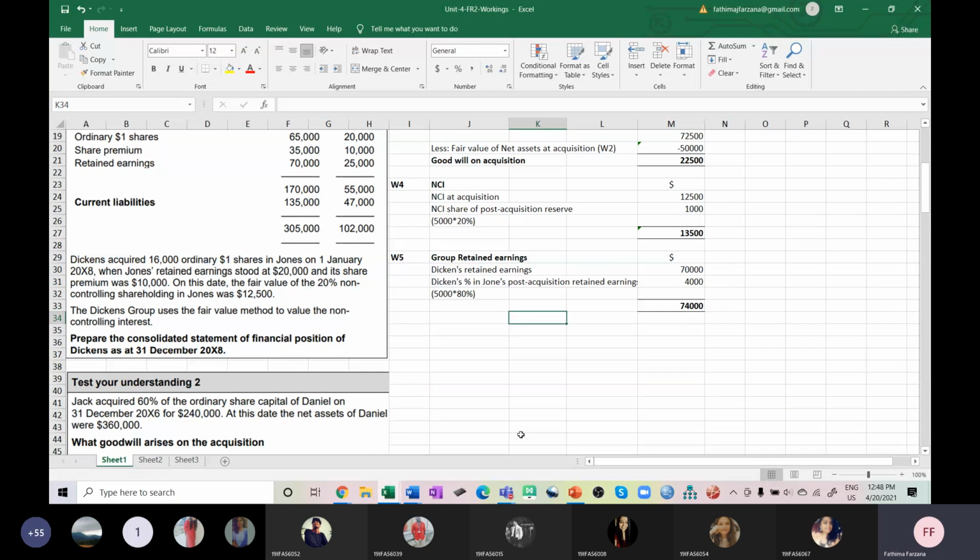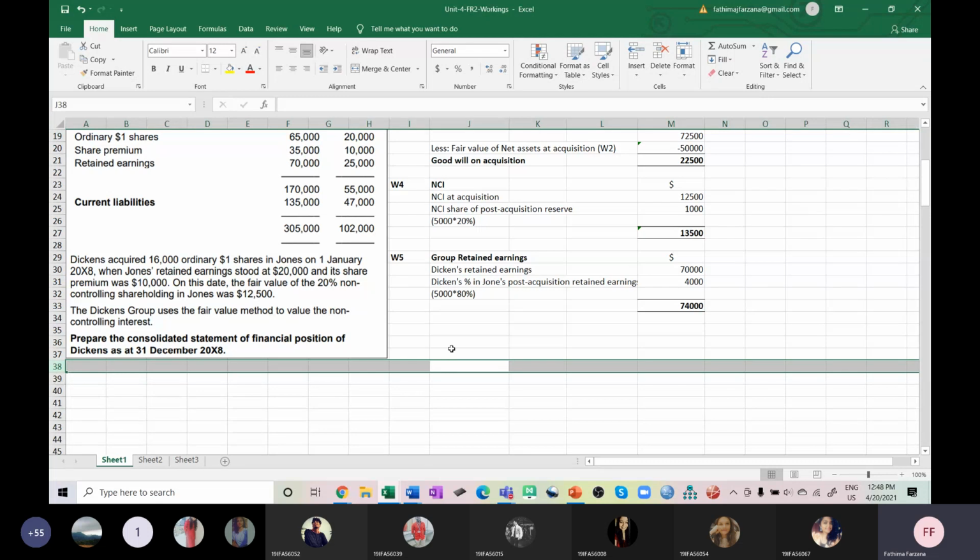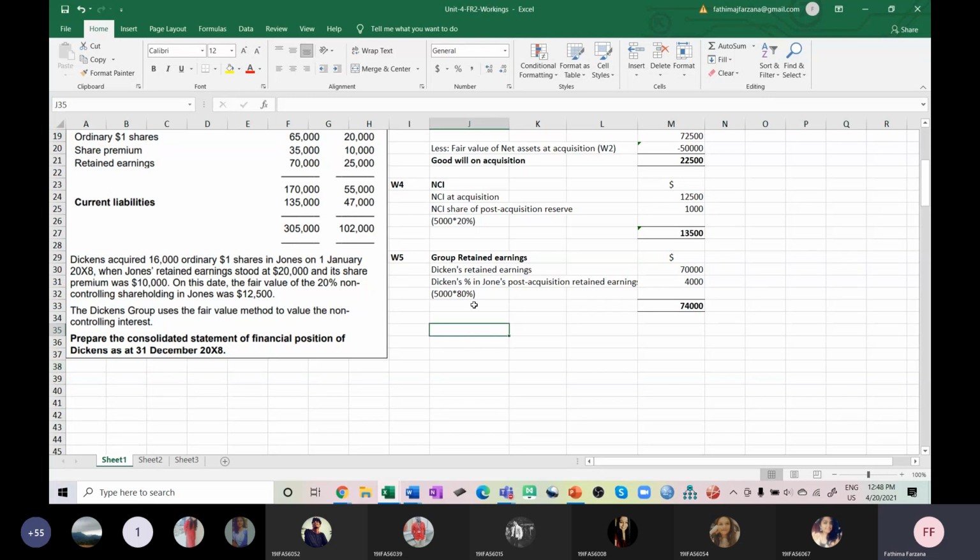I'll finish this now. It won't take more than 2 minutes. The consolidated financial statement is very easy, just addition. Otherwise, repetition will happen. Just bear with me, I'll finish this. So the working notes are over. Now I'm going to solve the solution.